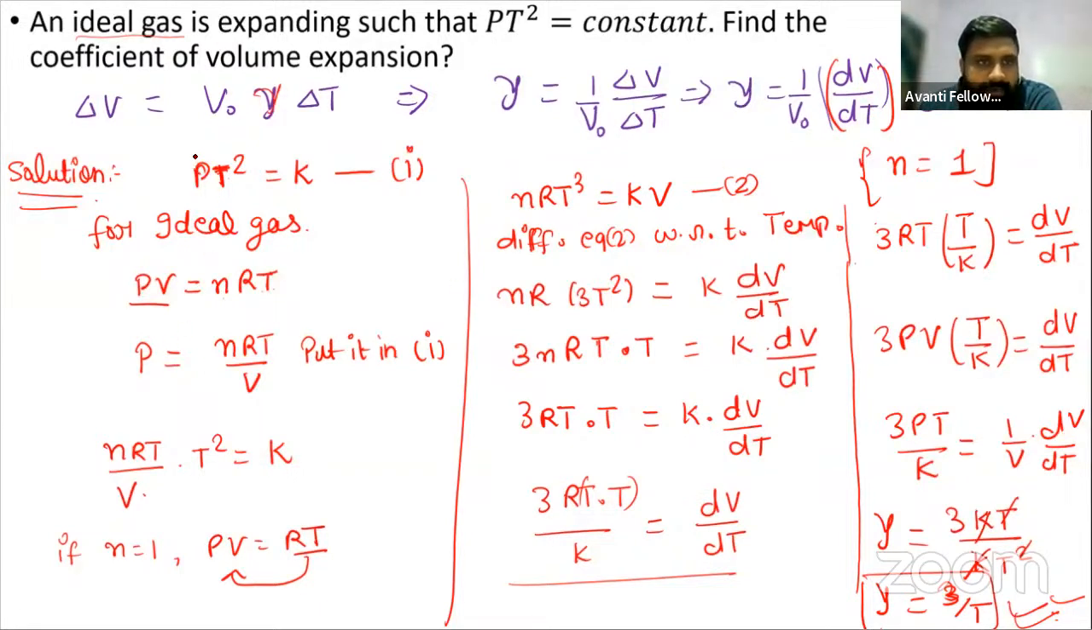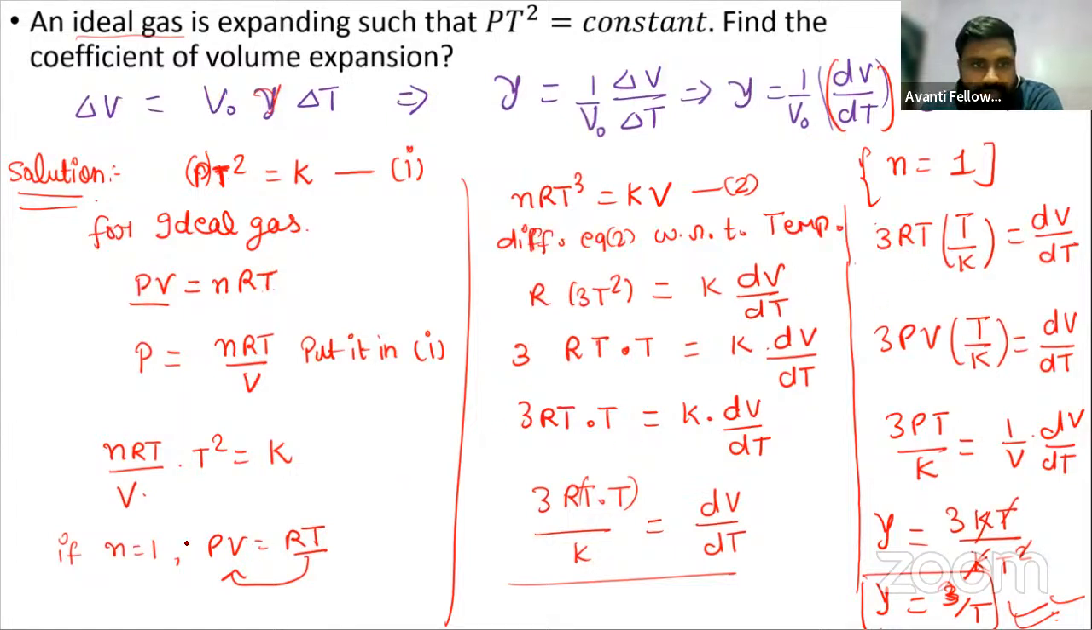So we have replaced this P with V and T so that we can easily differentiate it. When we put it in, it becomes nRT cube by kV. Now, for easiness of the question, we have considered n equals 1, so you can also replace this n. So this becomes R into 3T square by k dV by dT. dV by dT is what we are interested in. So this will become 3RT into T.